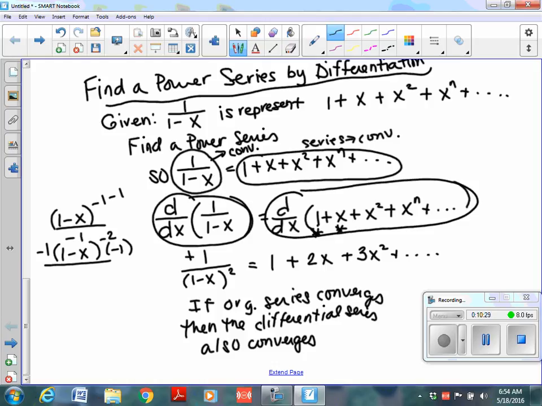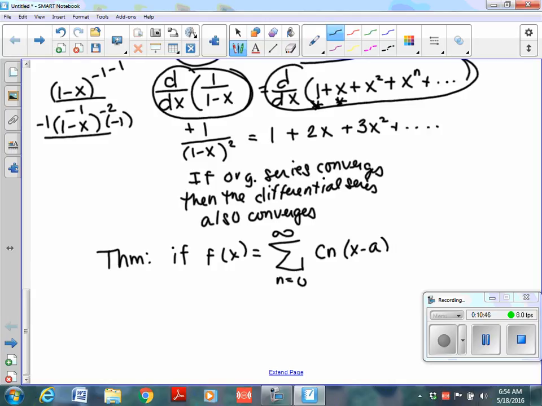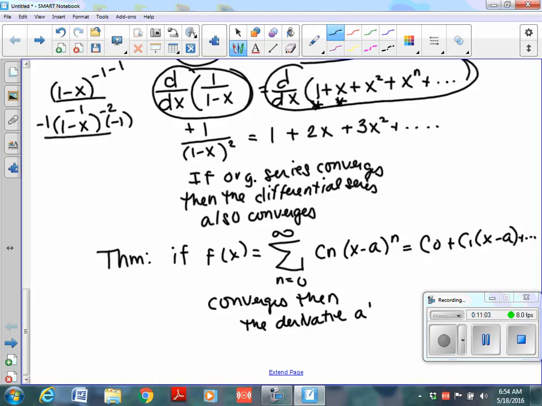That's all this theorem is saying, so I'm just going to write it down right here. Here's the theorem for the rest of this chapter. If f of x equals the sum from n equals 0 to infinity of Cn times x minus a to the n, which equals C0 plus C1 times x minus a and so on, and if that converges, then the derivative also converges. So just remember that when we get into the rest of this chapter.